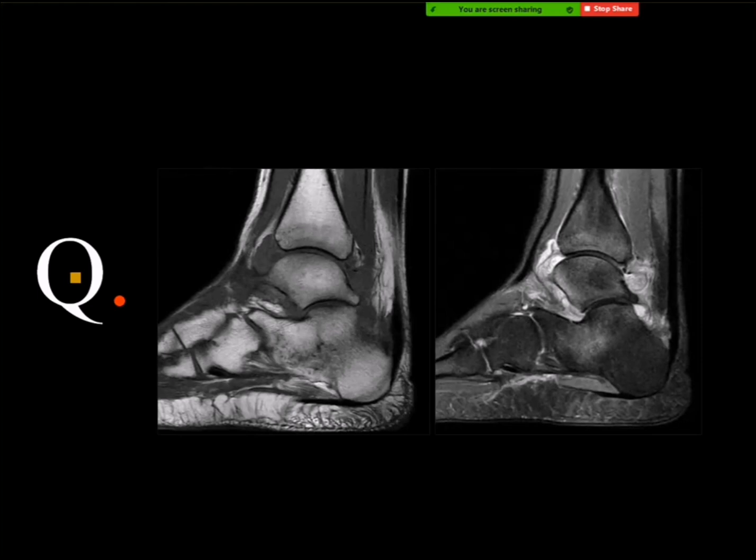Coalition between the navicular and the calcaneus. Calcaneus and cuboid. This is the calcaneus, and this is the cuboid.